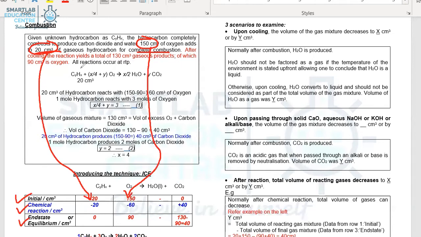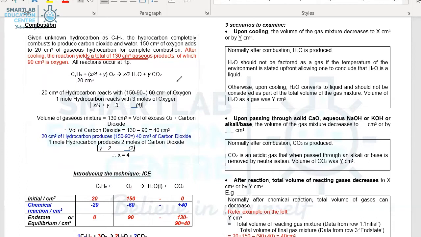And in this reaction, since it occurs at room temperature and pressure, and we are only studying the volume of gases, we don't have to consider water in these calculations since it is liquid. It starts with no products of complete combustion, so carbon dioxide ought to be 0. In the next part of the information, what they gave is that the reaction yields a total of 130 cm³ of gaseous products, which means at the end state, the total volume of all the gases added together is 130 cm³. Finally, they add to say that 90 cm³ is oxygen.